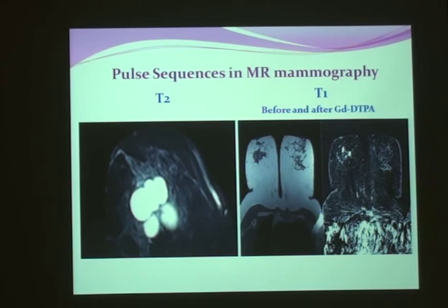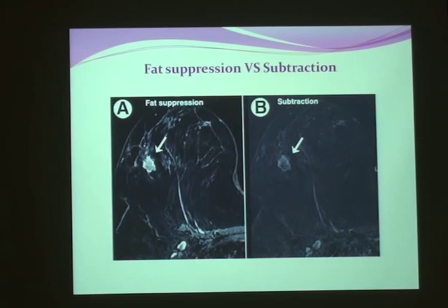Yet, as we know, if I give contrast and it enhances the lesion, the lesion becomes as bright as the surrounding fat. This gives us the other step, which is fat suppression. And here I have two choices: either choose a sequence that would suppress fat completely, or do subtraction.